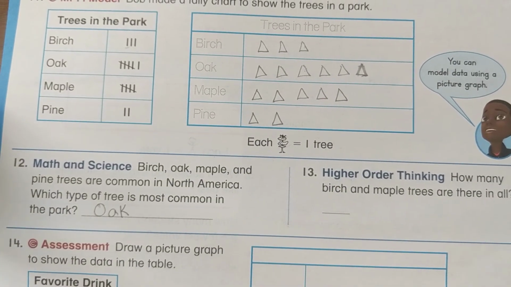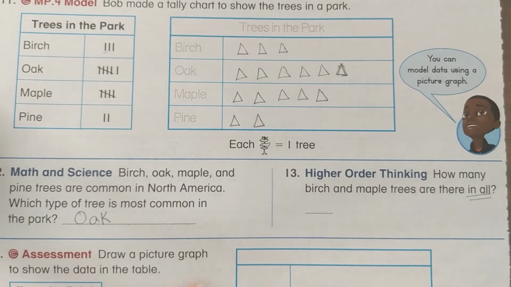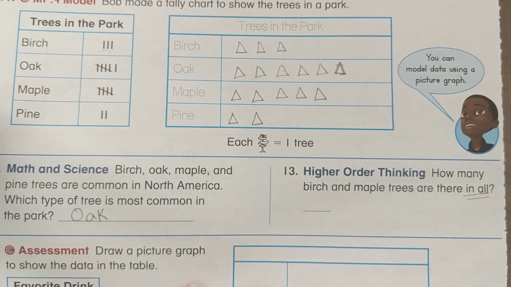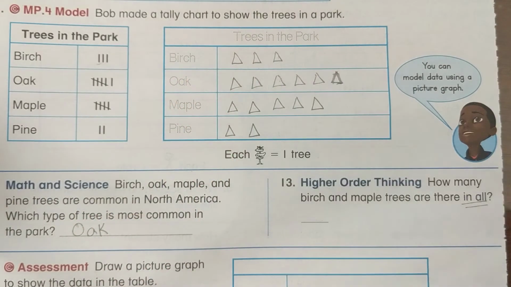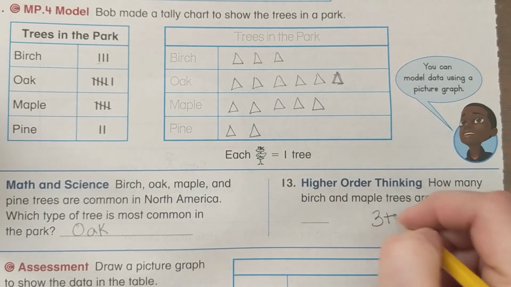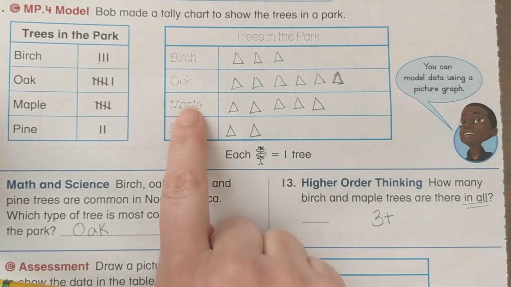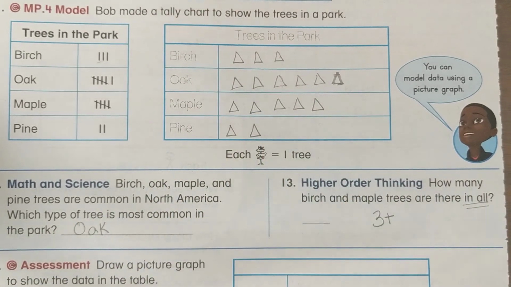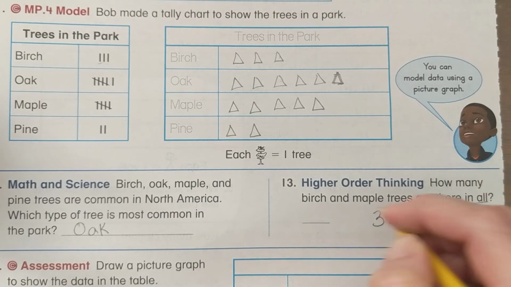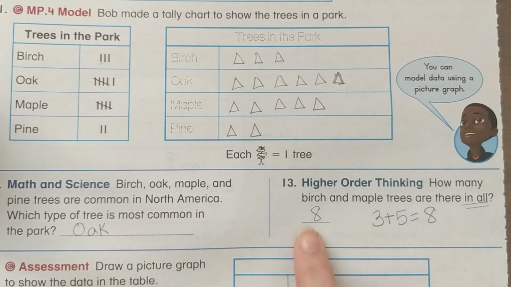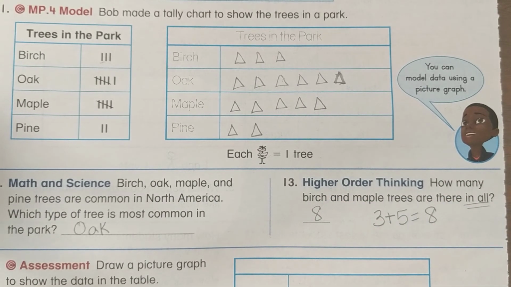How many birch and maple trees are there in all? Okay, am I adding or subtracting? We need to add. I'm finding birch. I see 3 plus the maple. I see 5. 3 plus 5 equals 8. So there was 8 birch and maple in all.